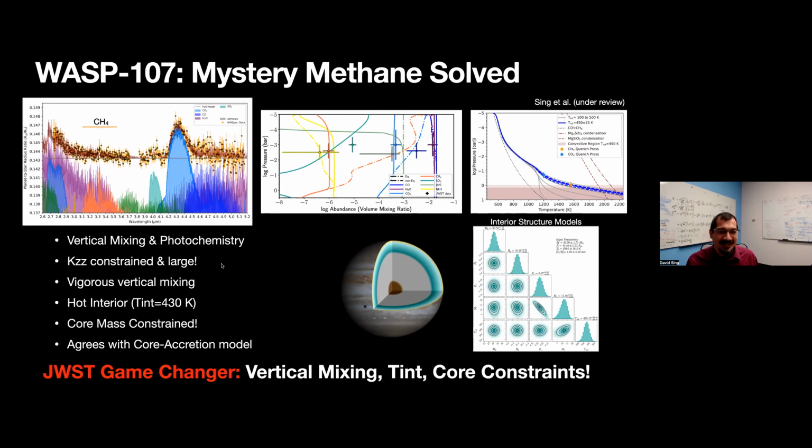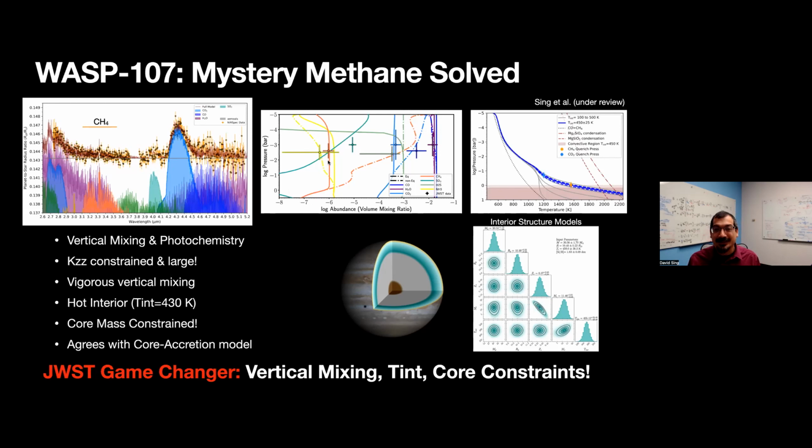So Kzz, eddy diffusion coefficients, about 10 to the 11 centimeters squared per second, which is very large, very vigorous vertical mixing to mix the methane from the deep atmosphere and sort of lock it into place at the millibar pressures that we see.